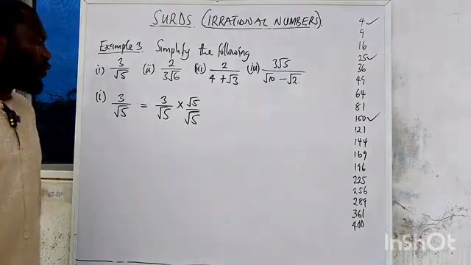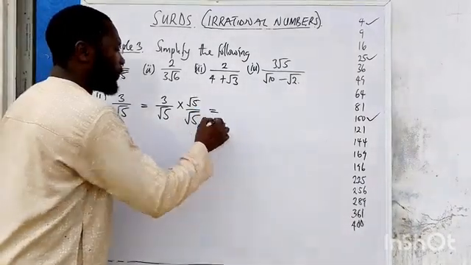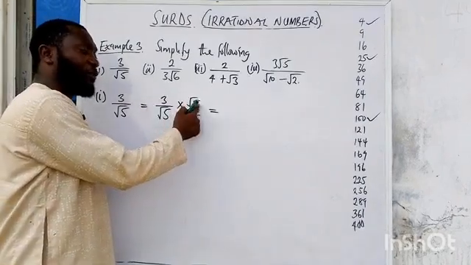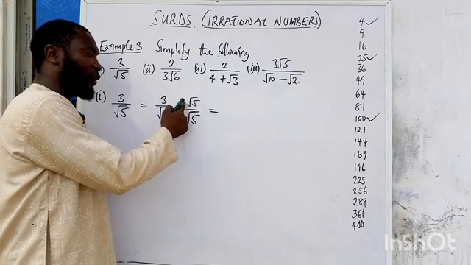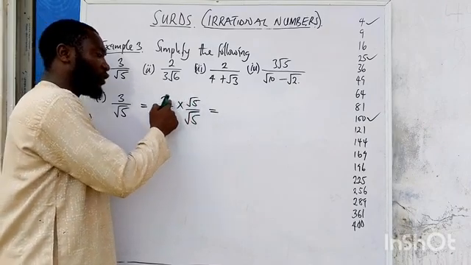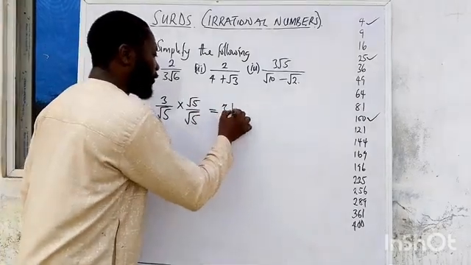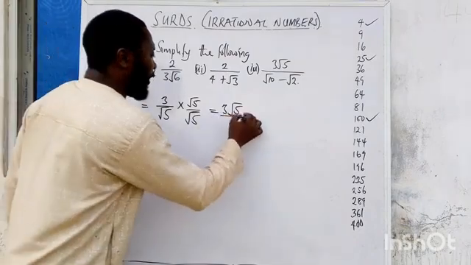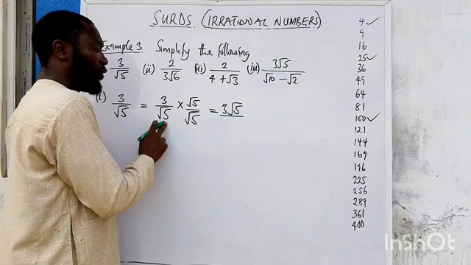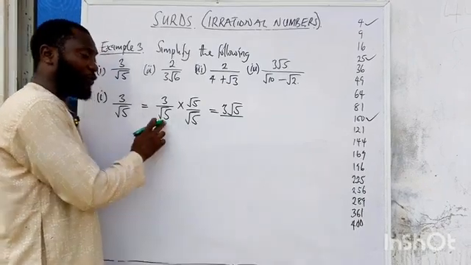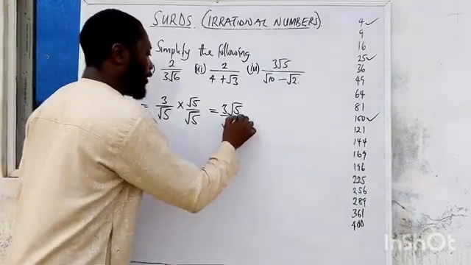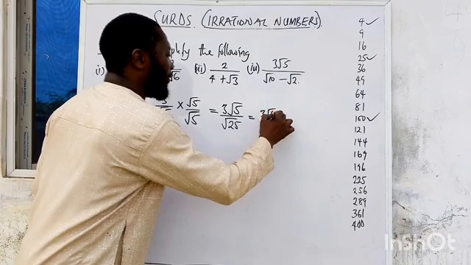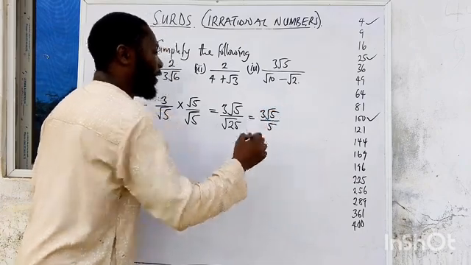Then the next thing is you multiply. In a surd, this 3 cannot multiply the value inside the root, so rather, the value outside. The value outside here is 1, so 3 times 1 is still 3. Square root of 5 remains inside, divided by 5 times 5, which is 25, because you can multiply the values inside the root. So square root of 25, and square root of 25 is 5. So you have 3 root 5 divided by 5.